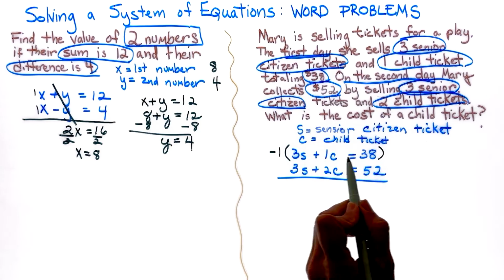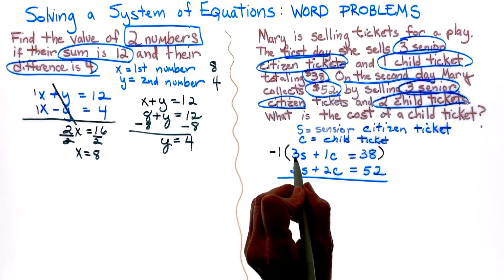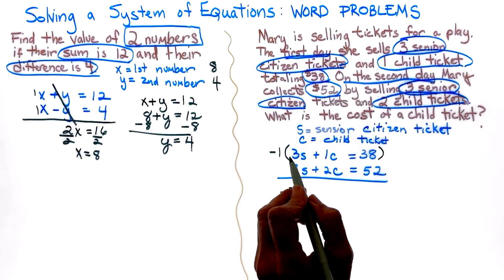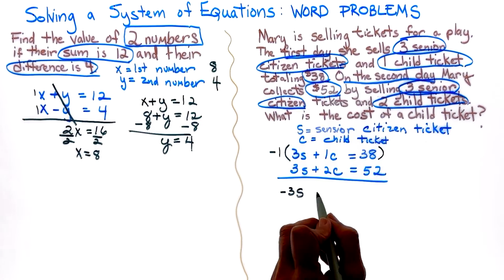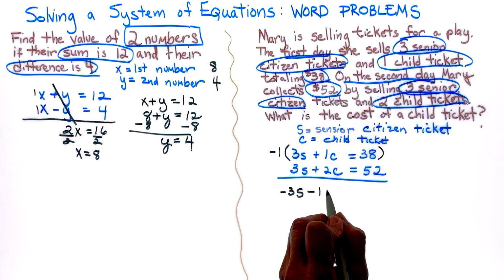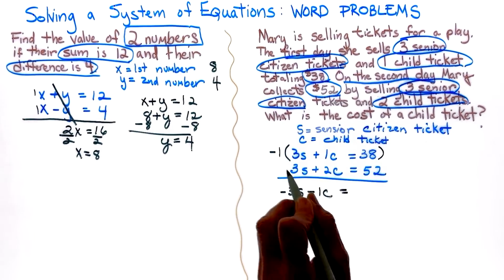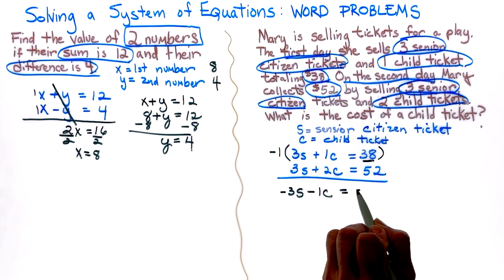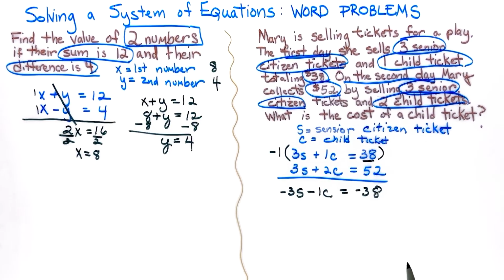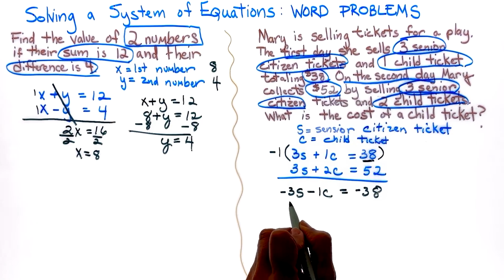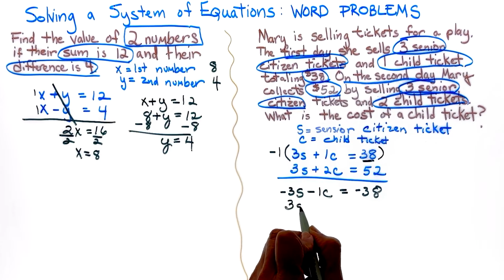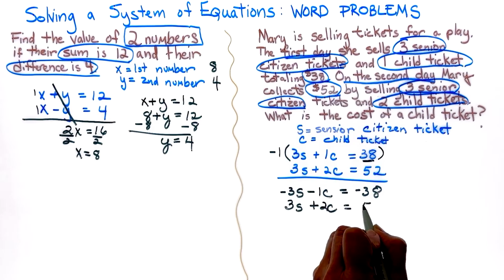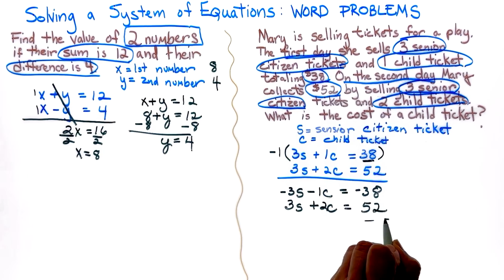So let's do that multiplication. -1 times 3s is -3s. -1 times a +1 is a -1c is equal to -1. You have to remember this guy, times 38 is -38. Now I'm just going to go ahead and I am going to copy my bottom equation. There's nothing I need to do.